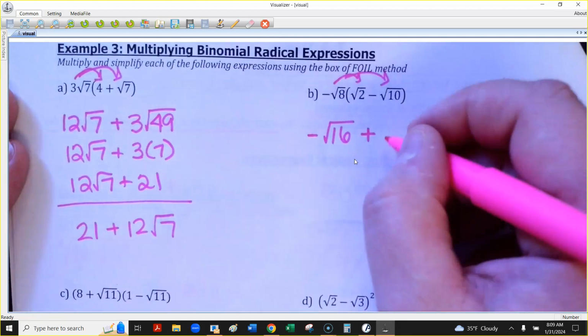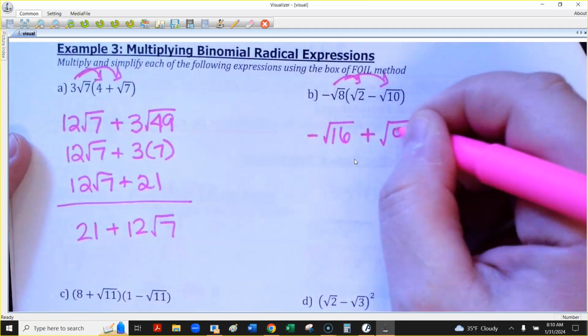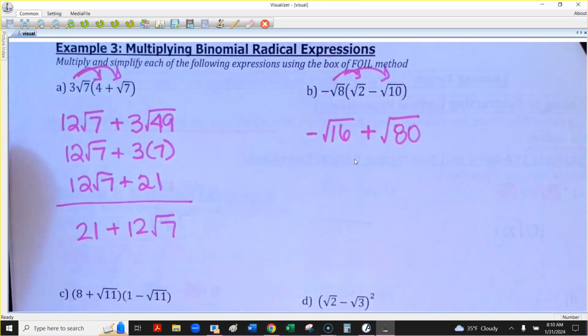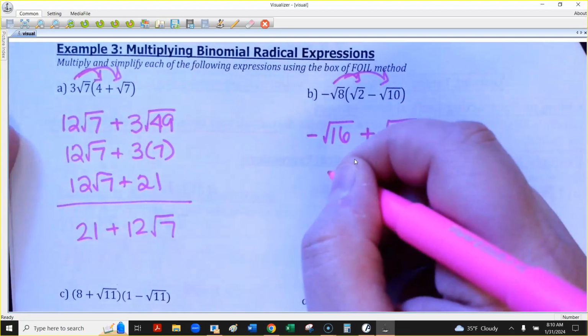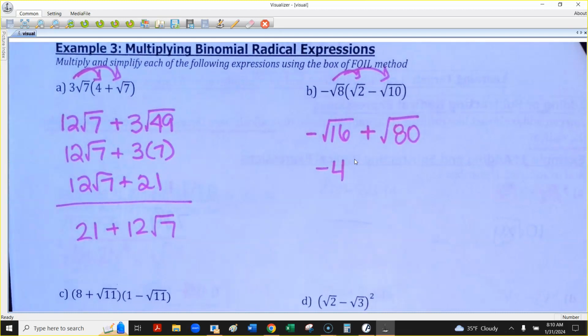Now, with the radicals, they're both square roots. Just do 8 times 10. We're going to squish them together underneath, so that would be 80. This first term ends up being a perfect square. That's really just -1 times the square root of 16, so -4.